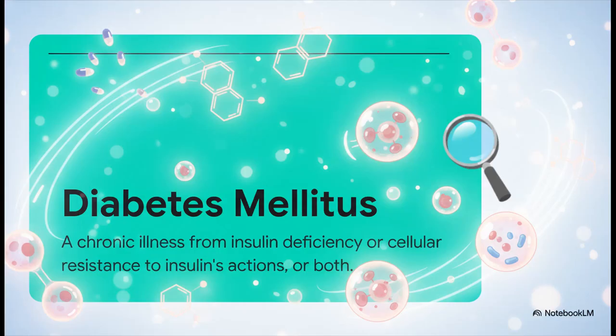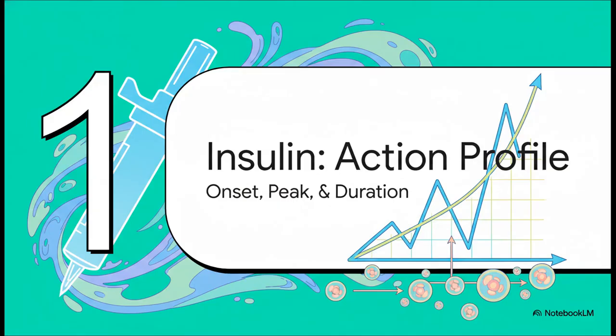Okay, before we jump into all the drugs, let's just quickly nail down the core problem we're trying to solve. At its heart, diabetes mellitus is all about insulin. Either the body just isn't making enough of it, or the body's cells are putting up a fight and resisting its effects. Every single medication we're about to talk about is designed to fix that fundamental problem. Let's start with a big one, insulin.